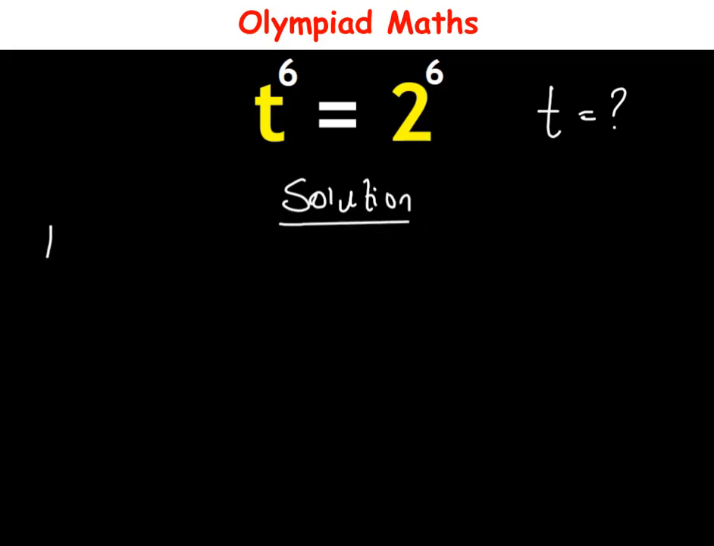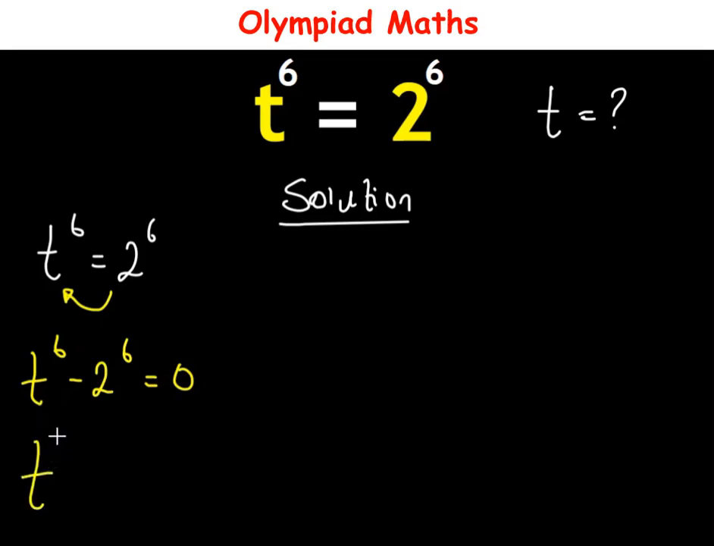we're given t raised to power 6 equals 2 raised to power 6. The first thing we're going to do is move 2 to the power of 6 over to this side of the equation, such that this becomes t raised to power 6 minus 2 raised to power 6, which is equal to 0. From here, we can write 6 as 3 times 2. So this becomes t raised to power 3 times 2 minus 2 raised to power 6, and 3 times 2 is all equal to 0.